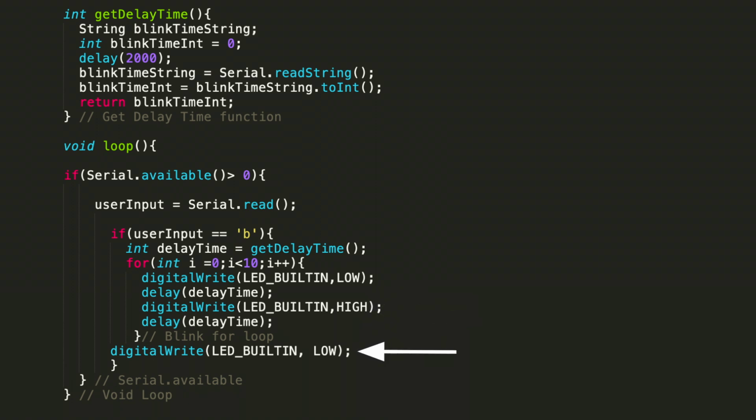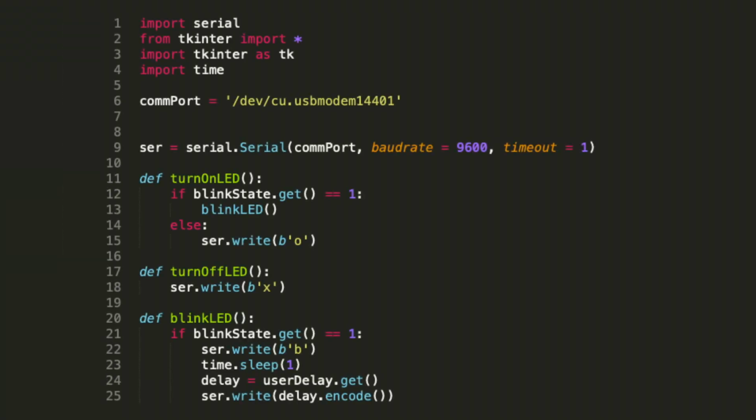And then I added the digital write low to make sure that the LED is off after it blinks. Now that we've looked at the Arduino code, let's go ahead and take a look at the Python code and see what new Tkinter instructions we have to support our menu option.